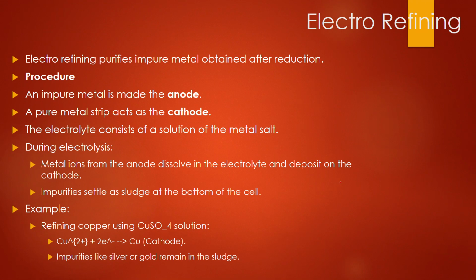So if we move ahead, this is our last topic for today: electro refining. It's not in the syllabus, so I'll just let you read this and understand it. I'll read the topics and explain in short. Electro refining purifies impure metal obtained after reduction. Sometimes even the metal obtained after reduction is very impure, and this helps purify the impure metal after reduction.